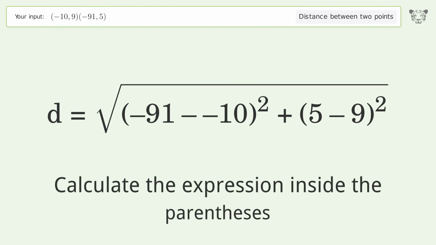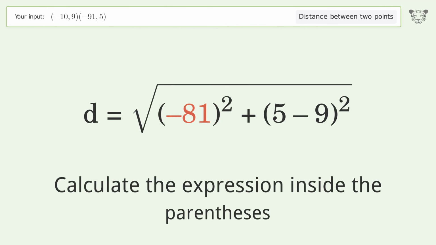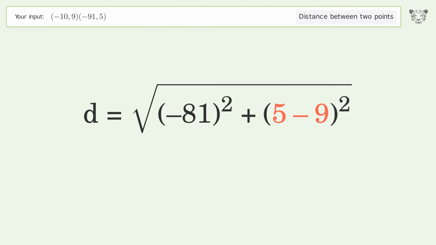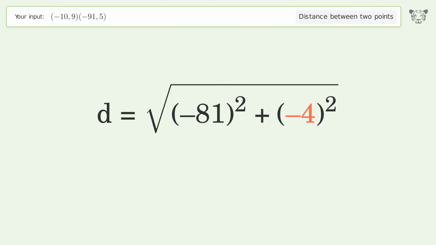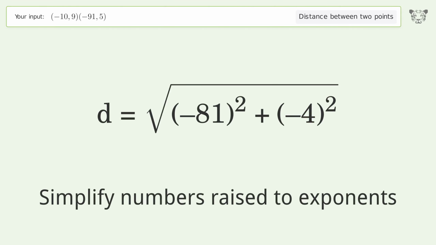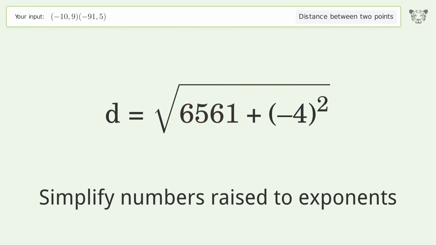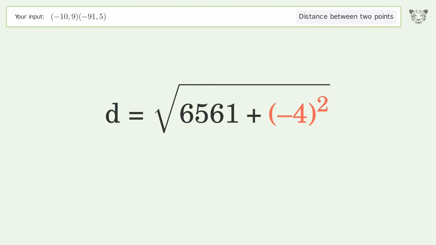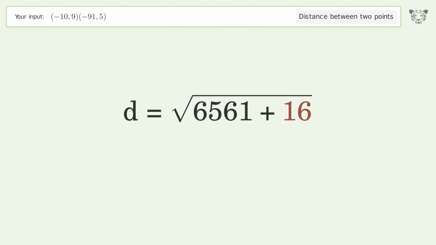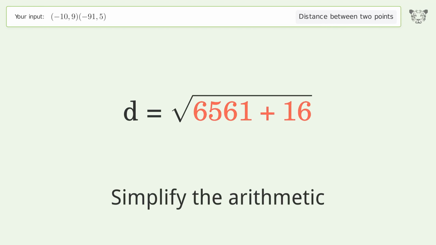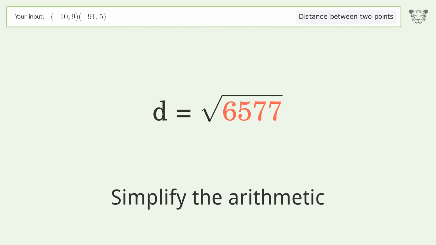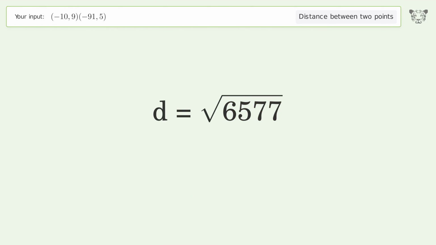Calculate the expression inside the parentheses. Simplify numbers raised to exponents. Simplify the arithmetic. And so the distance between the 2 points is the square root of 6,577, or 81.099.